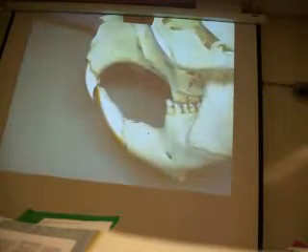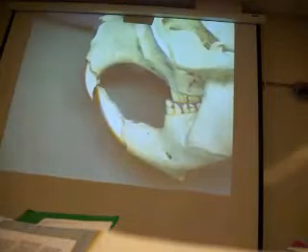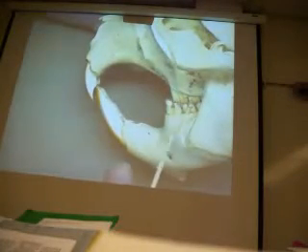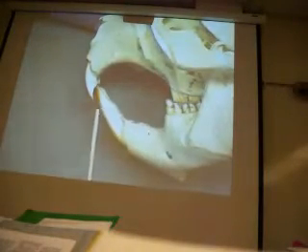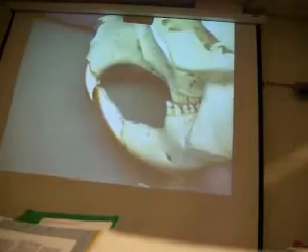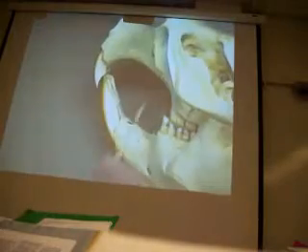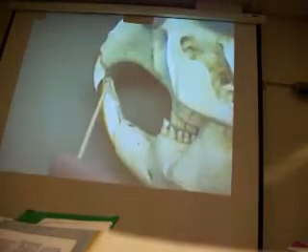Okay? And you can actually tell different species of rodents apart based upon what their molars look like and what their teeth look like, based upon the enamel and so forth. Okay. So in this gap right here, because this rodent's missing the canine, it's called a diastema.